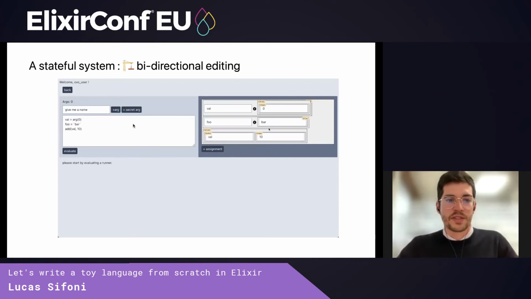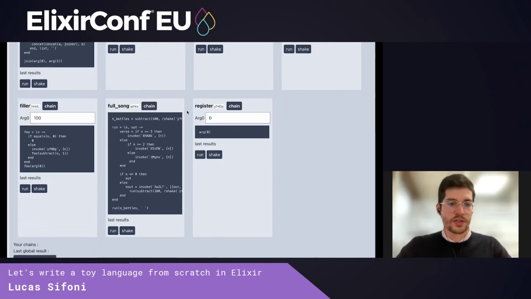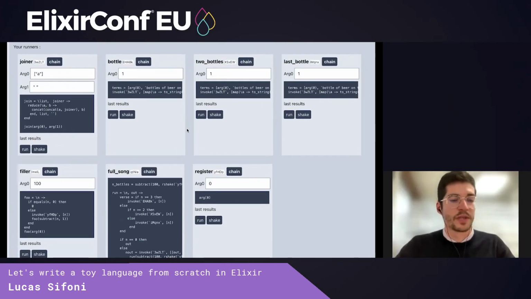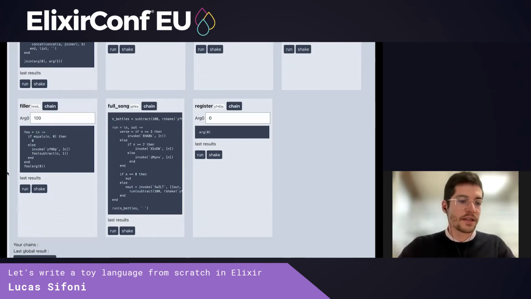So with this ability to graphically define runners, I went to build a little runner dashboard. This is a live demo of an idiomatic OVO implementation of the bottle song, which is a famous little toy language example. So there's a joiner runner that joins strings. There's a register runner that just logs its argument, but in OVO that means filling a stack. And there's a filler runner who just calls the register 100 times with a value that decreases.